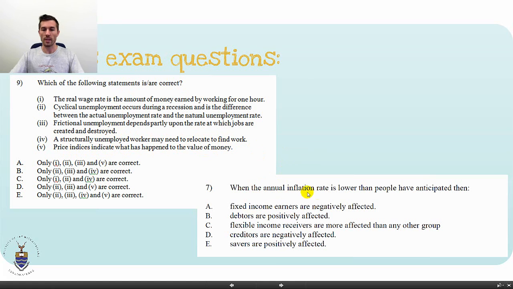And finally, when the inflation rate is lower than people have anticipated, are fixed income earners negatively affected? Are debtors positively affected? Are flexible income receivers more affected than any other group? Are creditors negatively affected? Are savers positively affected?